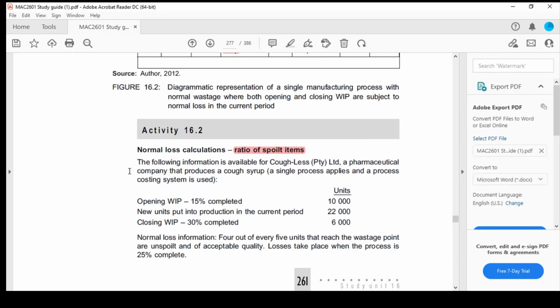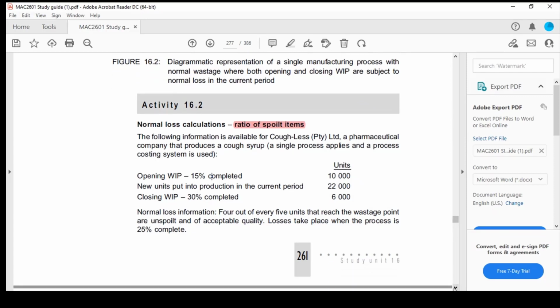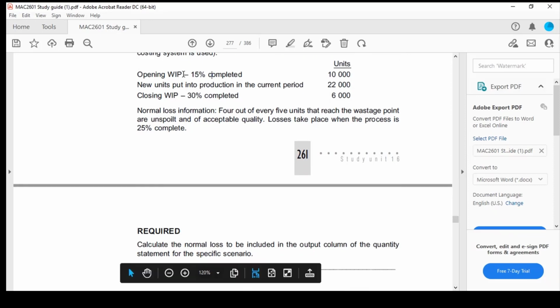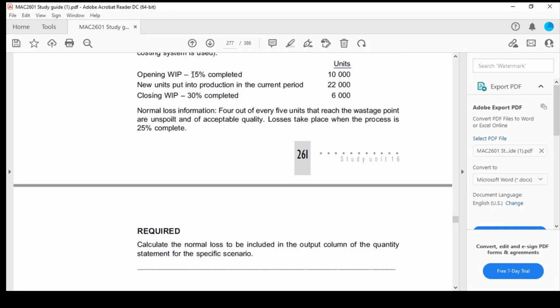The following information is available for Coughless Pty Limited, a pharmaceutical company that produces cough syrup, just the cough syrup that we drink. The opening WIP that comes from the previous process comes into this production 15% completed with 10,000 units. Then in this process this year, we put in 22,000 units. And our closing work in process is 30% completed.